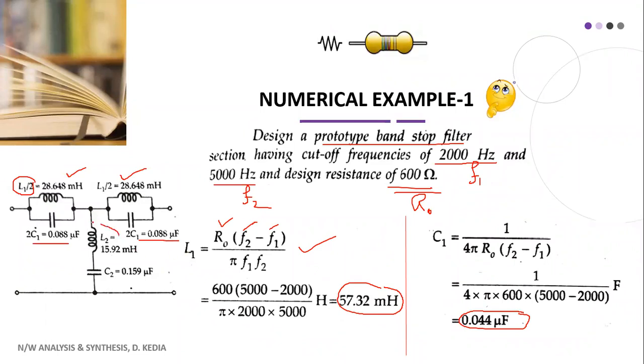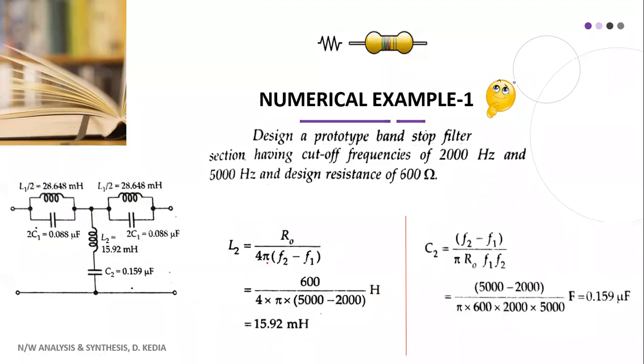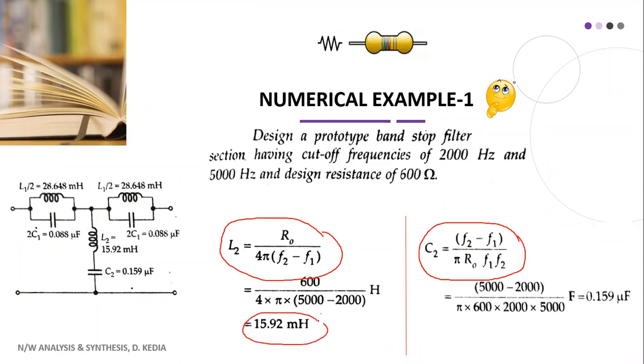And now we need to determine L2 and C2 that we do in our next slide. So this is the expression for L2 in the form of F1, F2 and R naught and C2. So if you substitute, we get L2 and we get your C2, and you represent those L2 and C2 here like this. Fine. So this is how we will design our band stop filter. In the similar fashion, we had designed band pass filter as well. We discussed that thing in the previous class.